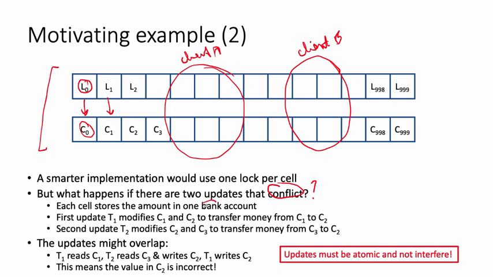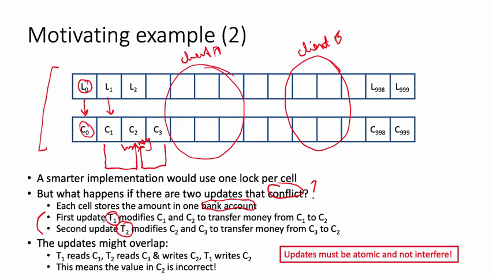Let's say we have a bank account here. Okay, each of these stores money, an amount. Okay, let's say we have a transaction T1 that transfers money from C1 to C2. These are two accounts. Transfer money. Let's say we have another transaction T2 that transfers money from C3 to C2. So C2 is very happy because he's getting money from C1 and getting money from C3. Okay? So how do we do this with the locks? We have to be very careful.